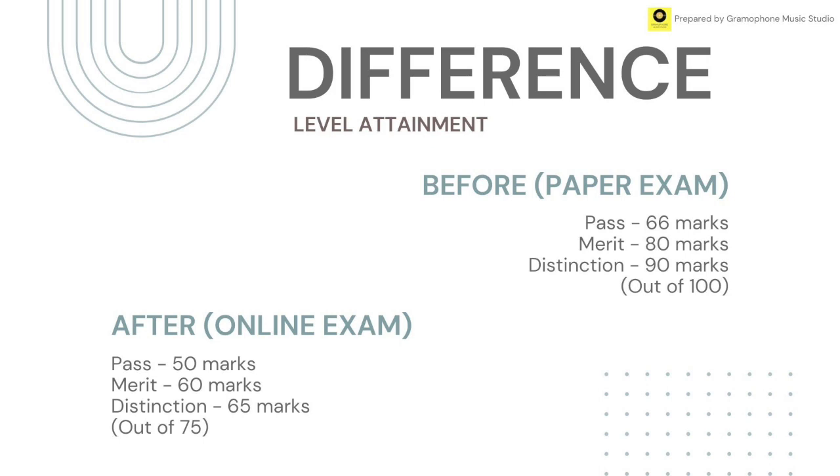In the paper-based exam, the level attainment is as such: pass 66 over 100, merit 80 over 100, distinction 90 over 100. Whereas in the online exam, the passing mark is 50 over 75, merit is 60 over 75, and distinction 65 out of 75.